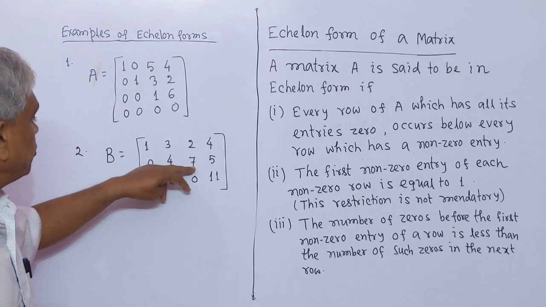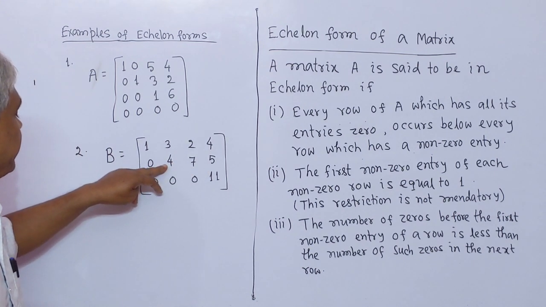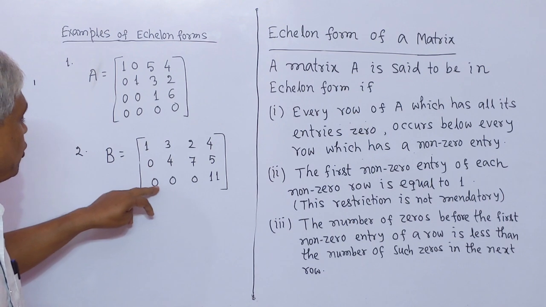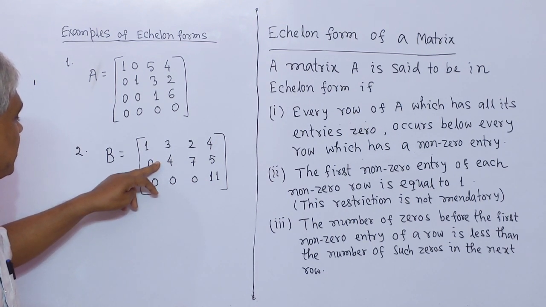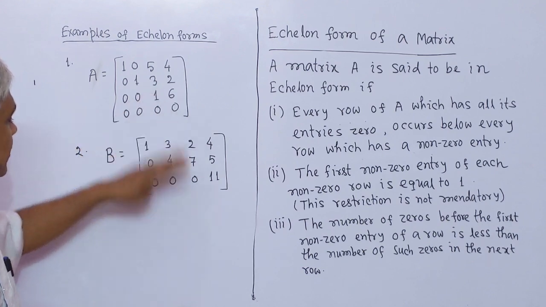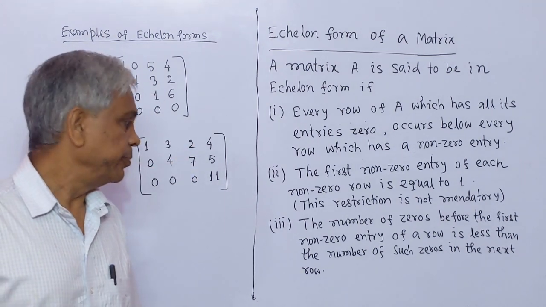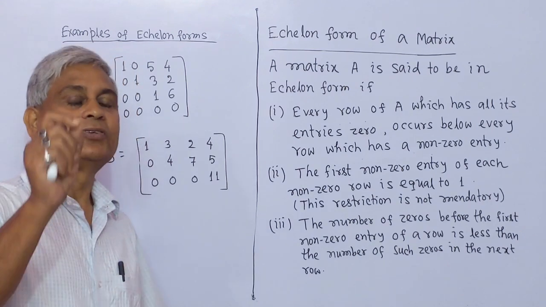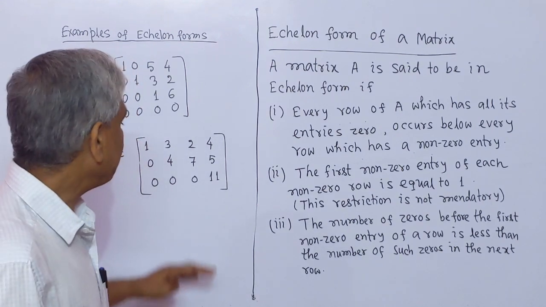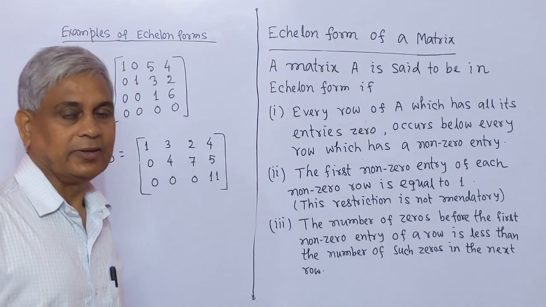Here the number of zeros before the non-zero entry is 1. Here the number of zeros before the non-zero entry is 3. So here less. And this is in echelon form. And so the third point is sufficient to define the echelon form of a matrix.